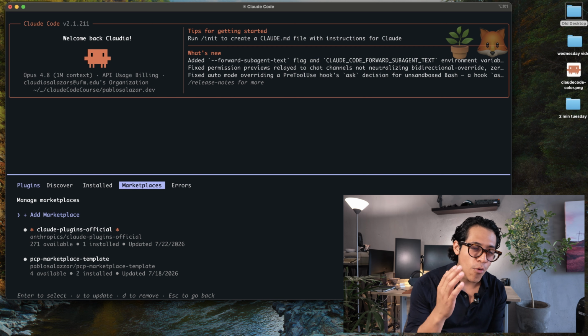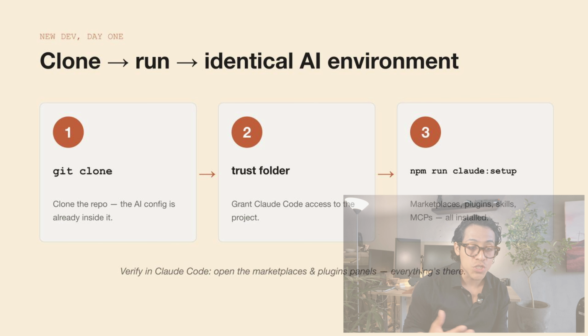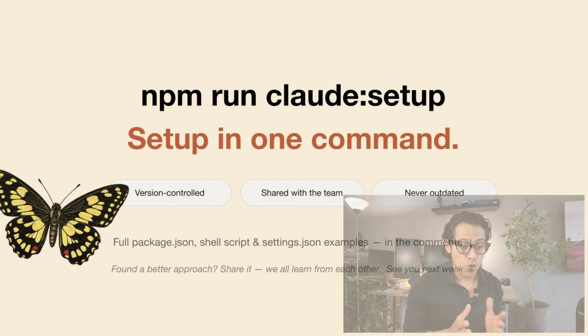So that's it, no more Slack messages asking which plugin do I need to use again, no more manual setup documentation becoming outdated. So the setup is version controlled, shared with the team, and available through a single command. If you are using Claude Code with a team, give this approach a try. I will share examples of the exact package.json, shell script, and settings.json file in the comments.